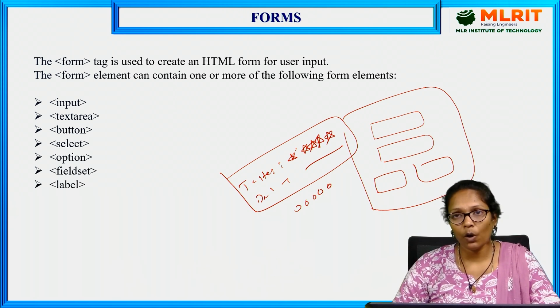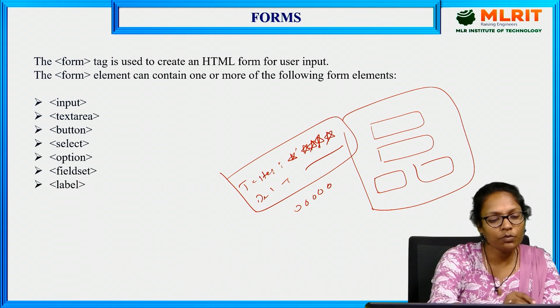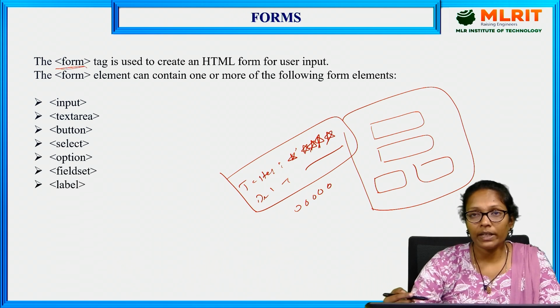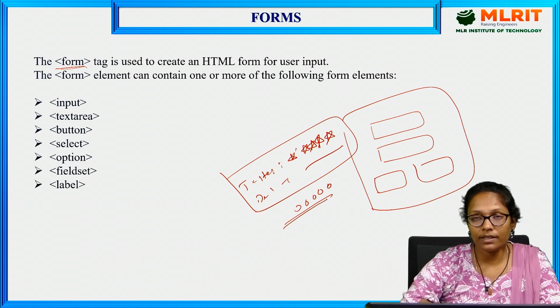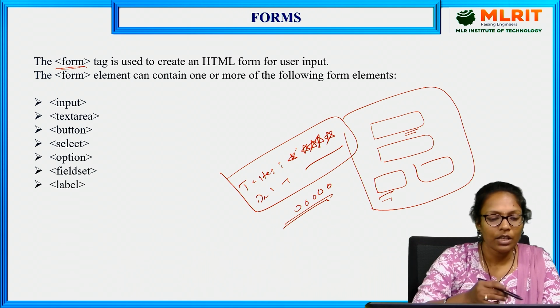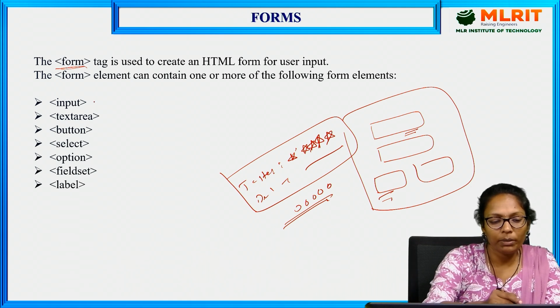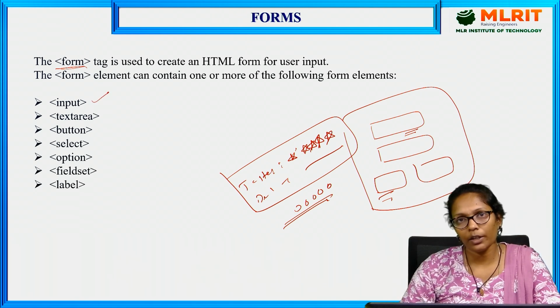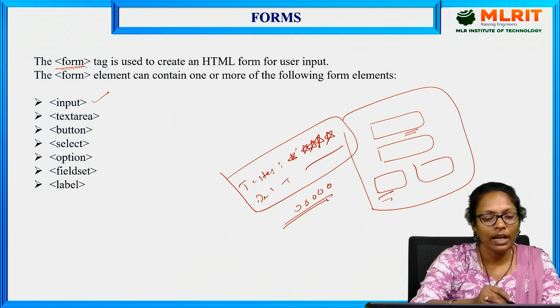To create these form elements, we are using the main tag as the form tag. Under this form tag, we add these different elements. Different elements in the sense: here you're using a radio button, here a text field, here a button. So to add the different elements, we have different tags. The main tag which we are using under the form tag is the input tag. Inside the input tag, what type of input you are taking, you can mention, and we will see that in the example. And next is textarea.